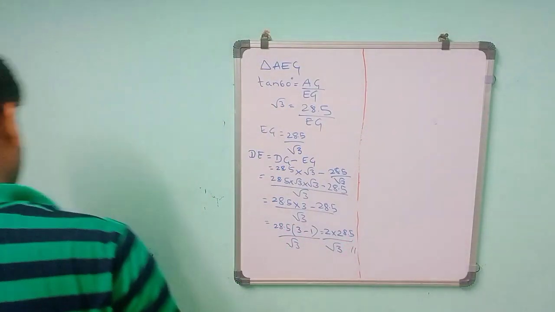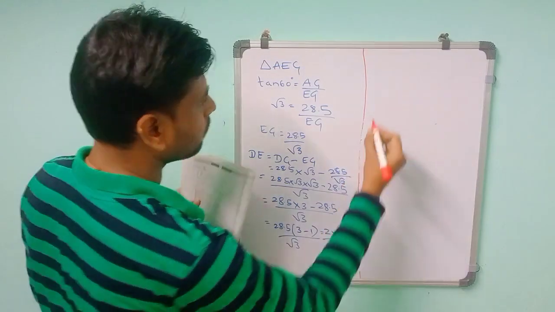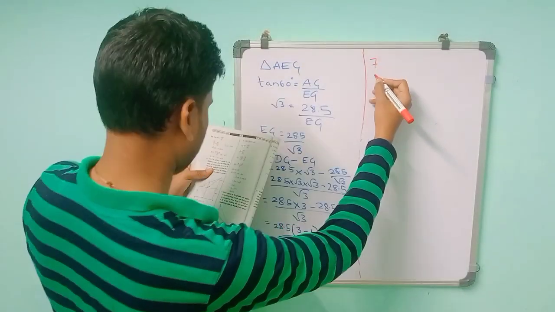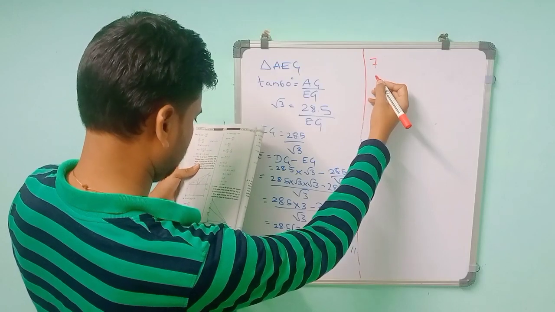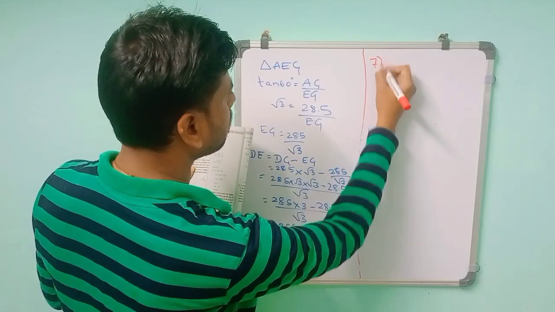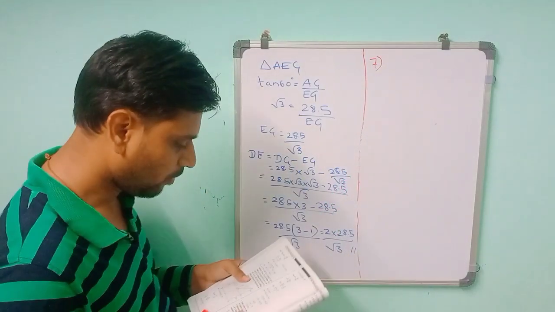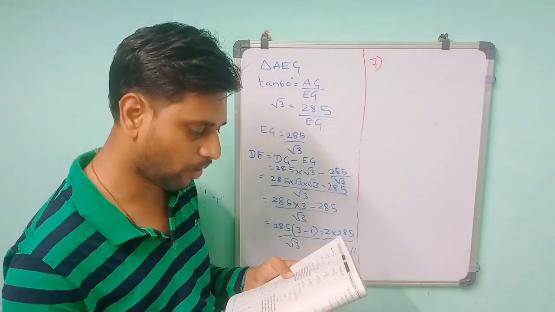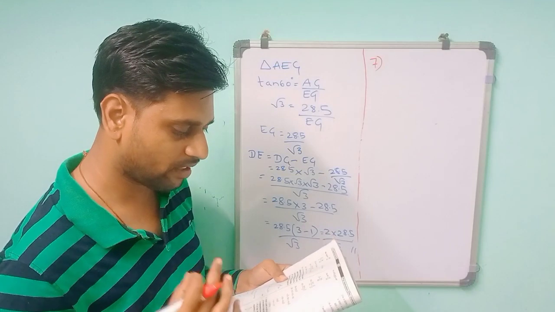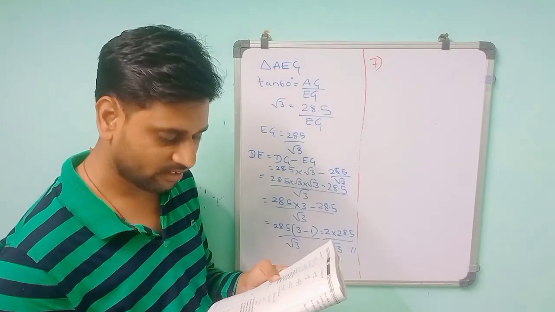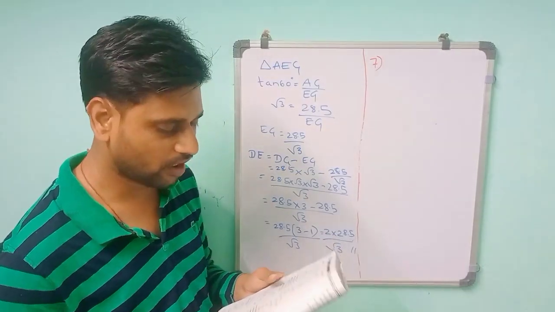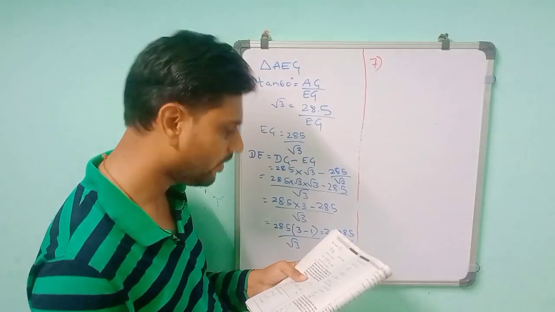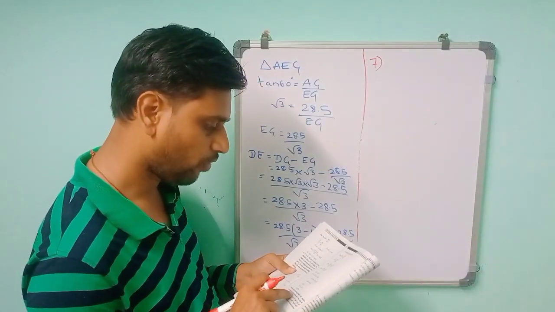Then seventh one. From a point on the ground, the angles of elevation of the bottom and top of a transmission tower fixed at the top of a 20-meter high building are 45 degree and 60 degree respectively. Find the height of the tower. So the given seventh problem.